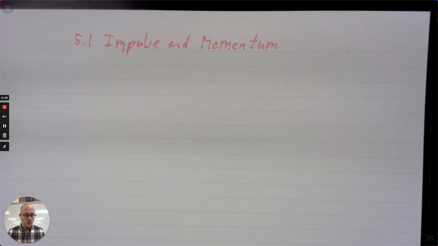Hey folks, welcome to our unit on momentum. This unit and the energy unit represent applications of Newton's second law, and each unit has a conservation law at its center. Each unit also has a concept that involves a change in the quantity we're studying.